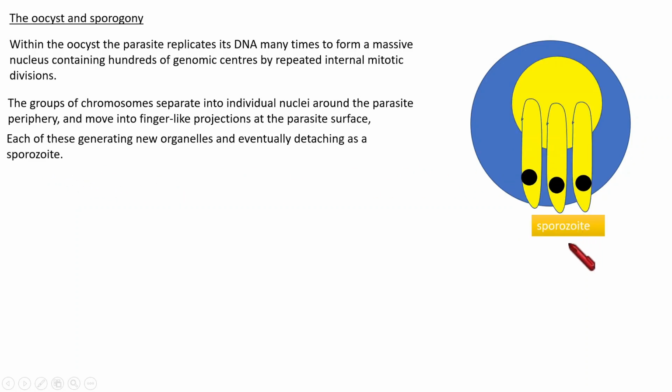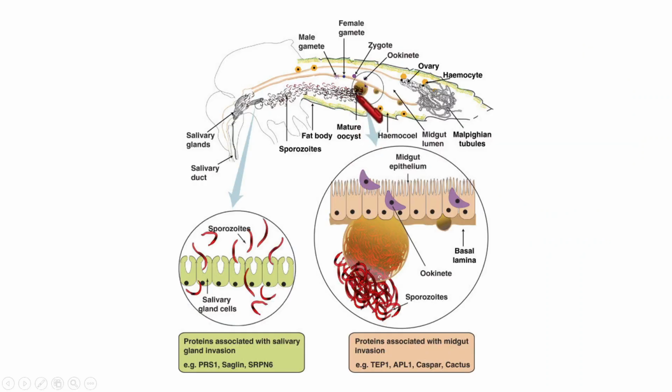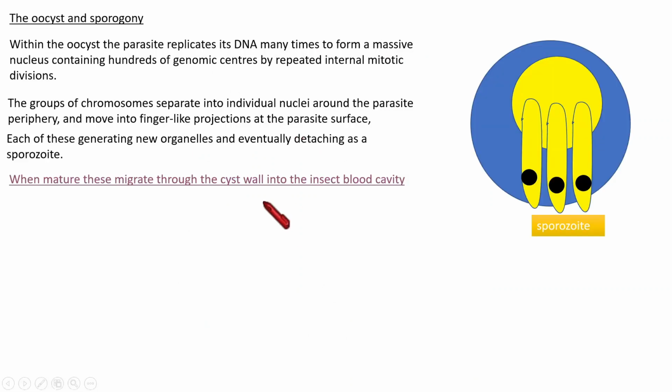Separate sporozoites. And when mature, they migrate through the cyst wall and will reach the insect's blood cavity, which I will show you in a picture. So when mature, that sporozoite is released into the blood of the insect and later it will migrate and come to the salivary gland of this mosquito to inoculate another host.